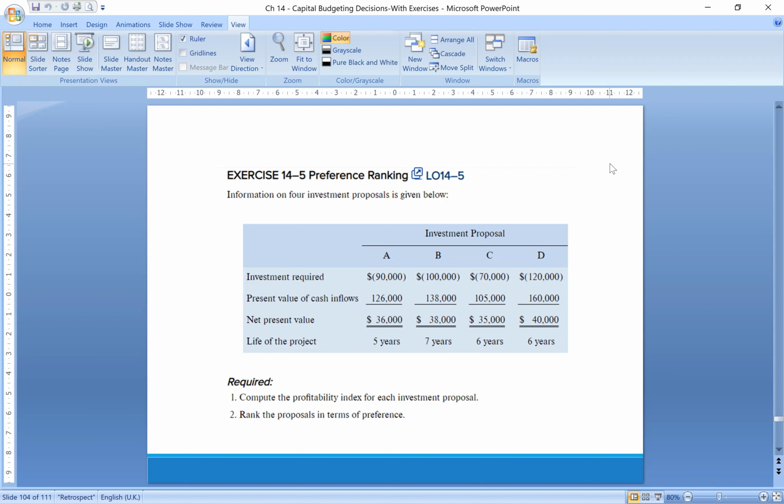What is the formula for the profitability index? Net present value divided by the investment required. So what is the profitability index for each investment? Again, we need the net present value divided by the investment required. So for 14.5, we need to calculate the profitability index, which is the net present value divided by the investment required.